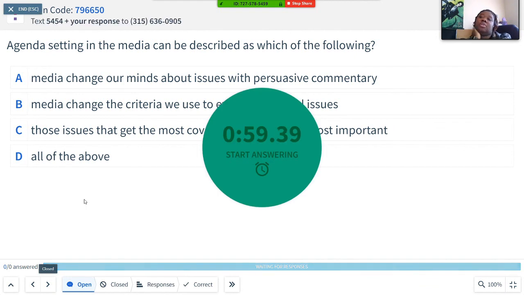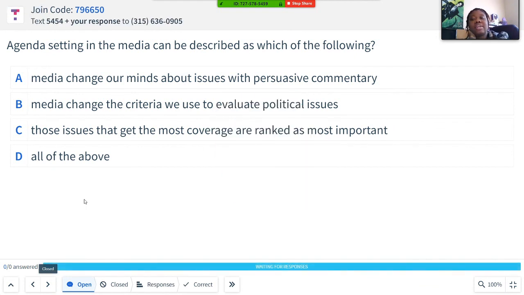Next question. Agenda setting in the media can be described as which of the following? Media changes our minds about issues with persuasive commentary. The media changes the criteria we use to evaluate political issues. Those issues that get the most coverage are ranked as most important. Or all of the above.